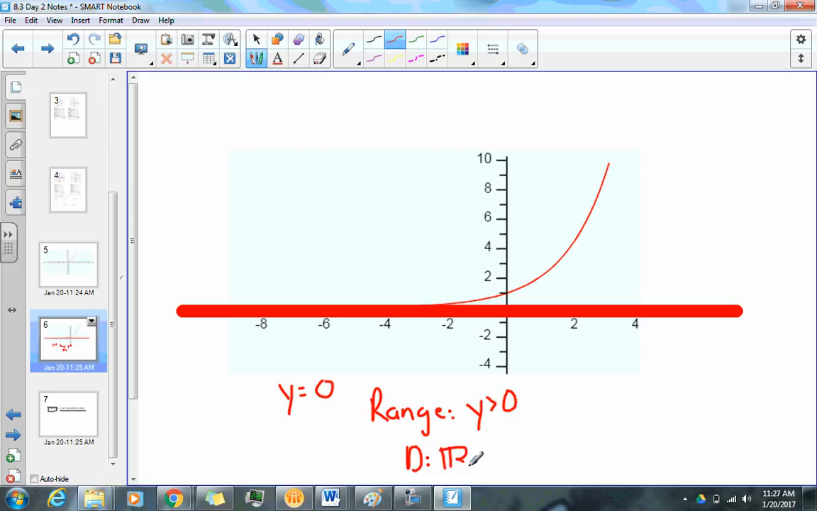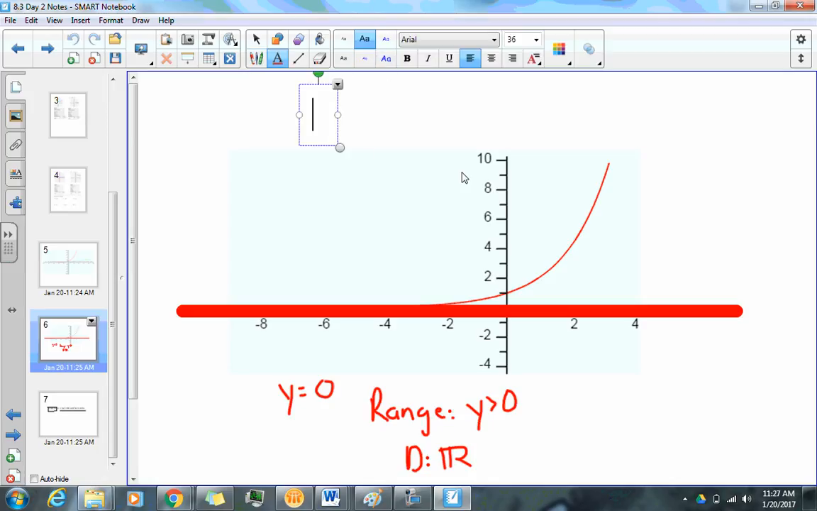All right? Now, what is a log function? If you remember back from a couple of days ago, I told you that the opposite of an exponential function is a log. All right?